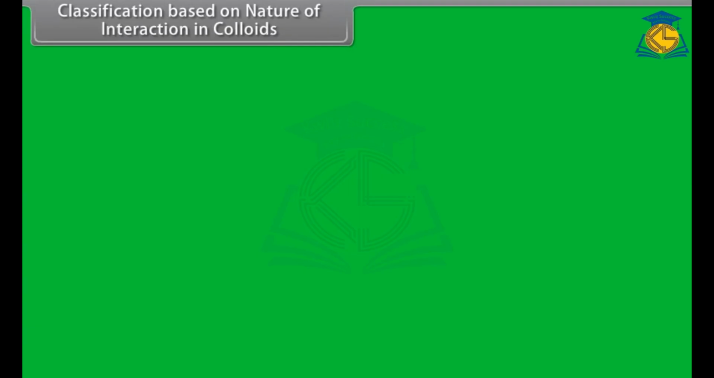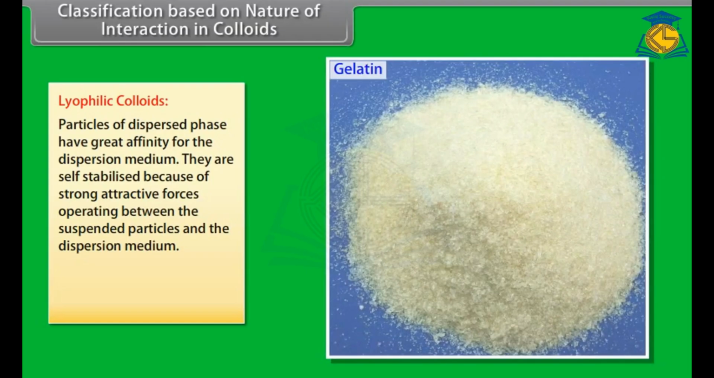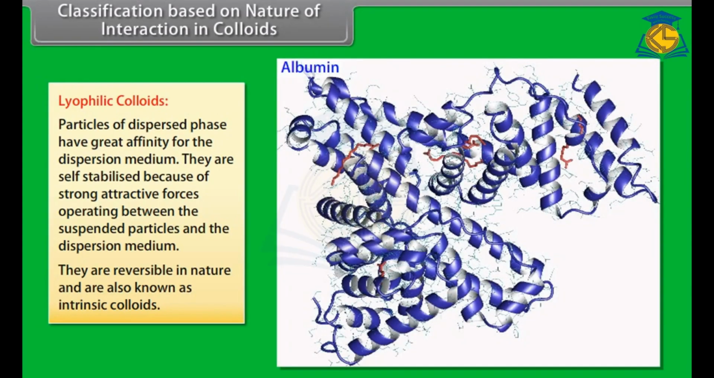Classification based on nature of interaction in colloids. On the basis of nature of interaction between dispersed phase and the dispersion medium, colloids are divided into two categories. Lyophilic colloids. Particles of dispersed phase have great affinity for the dispersion medium. They are self-stabilized because of strong attractive forces operating between the suspended particles and the dispersion medium. They are reversible in nature. They are also known as intrinsic colloids. For example, gums, starch, gelatin, and albumin.